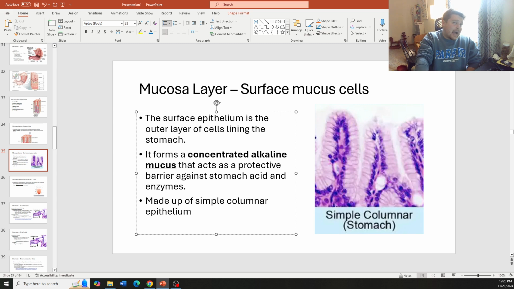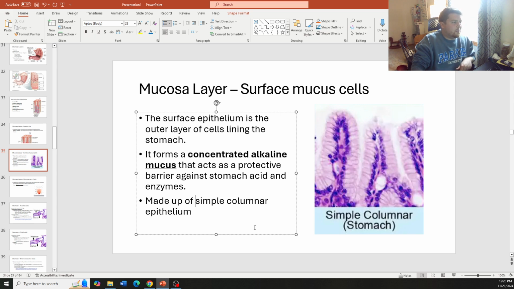Think about stomach acid: it is very acidic, a very low pH. So they secrete a mucus that is very alkaline or basic in order to create a barrier between the actual stomach itself and the stomach acid. Make sure that it keeps itself safe.